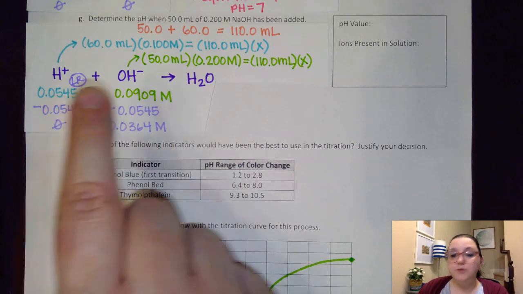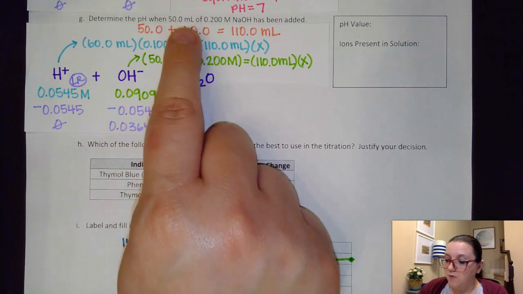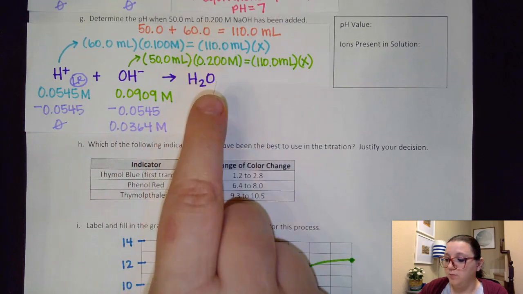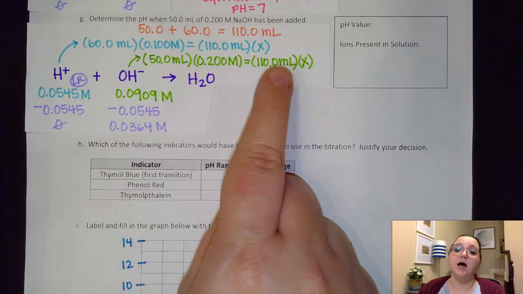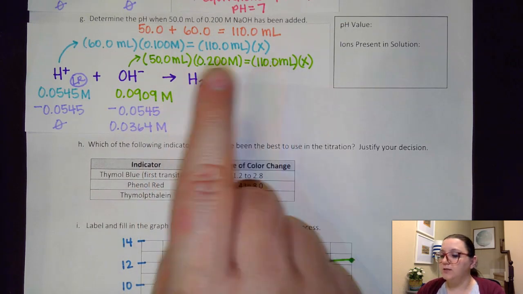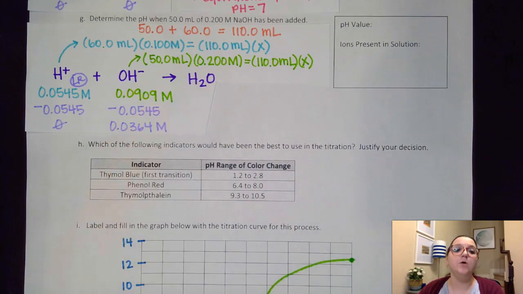So then I would do the same thing for the hydroxide. I started with 50 milliliters of 0.2 molar NaOH, and so I plug that information in here. I want to figure out, though, the molarity at 110 milliliters. So I solve my voom, and that gets a hydroxide ion concentration of 0.0909 molarity. But now look what's happening here. Look which one is the smaller molarity.